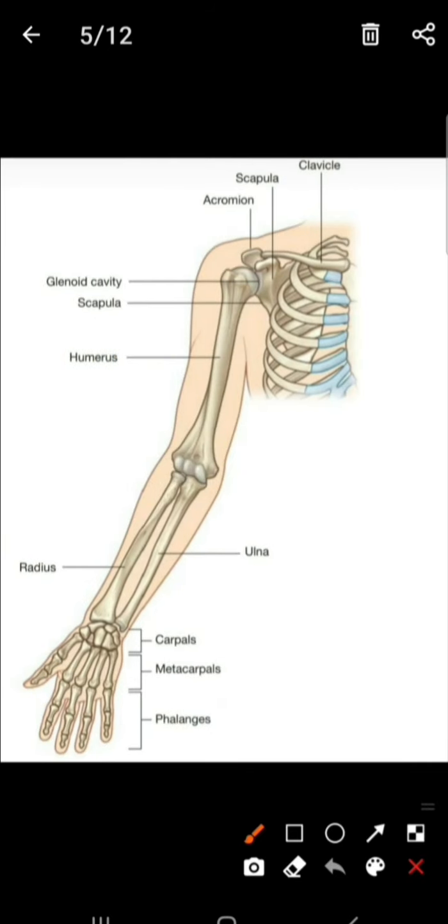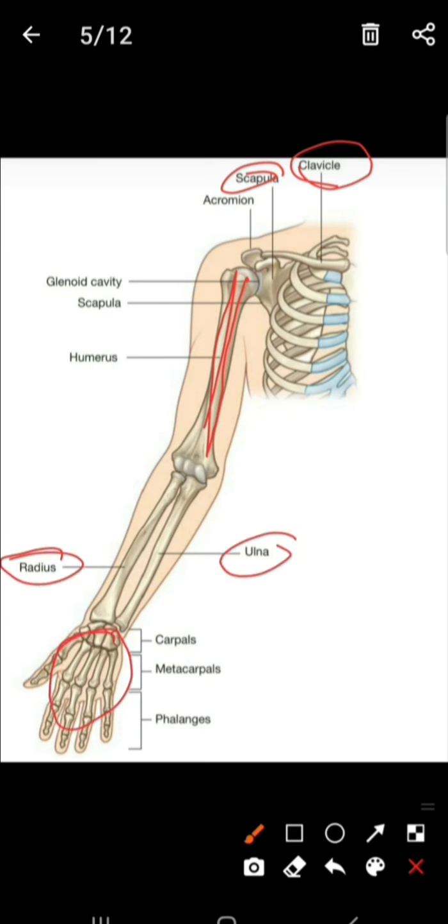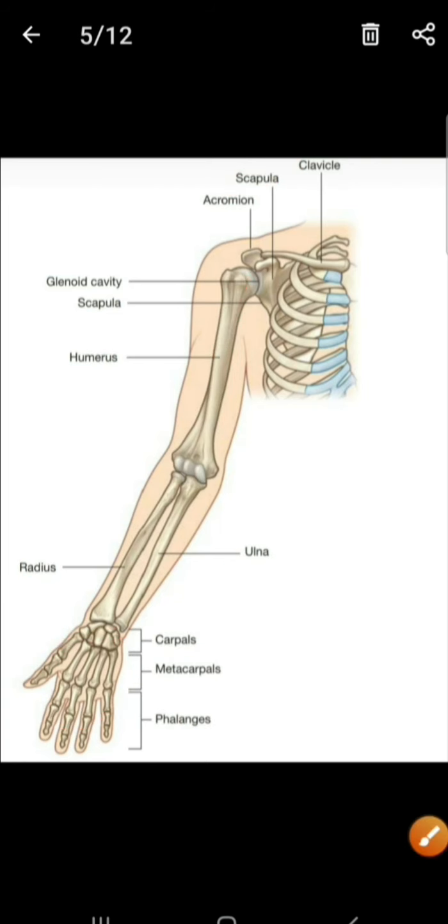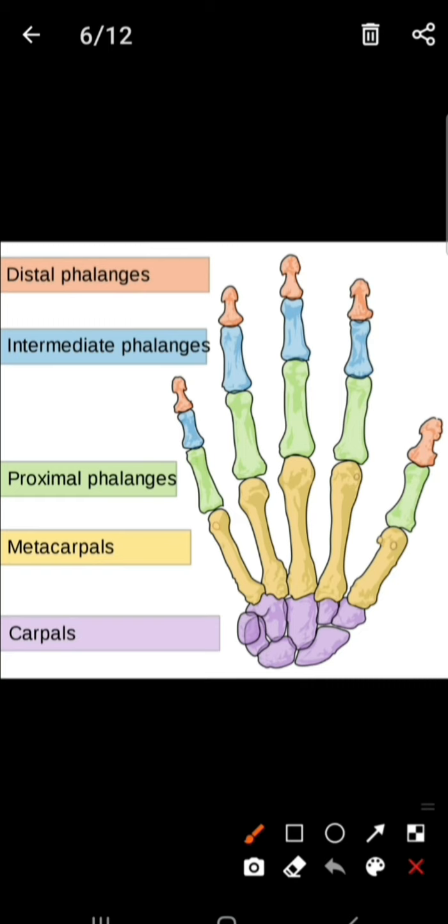As you can see, this is the bones of the upper limb, that is, the bones of the hand. It includes the scapula, clavicle, and the humerus, which is a long bone, and also the ulna and radius. And these are the bones of the hand. They include the carpal bones, metacarpal bones, and phalanges. Let's see the different bones of the hand.